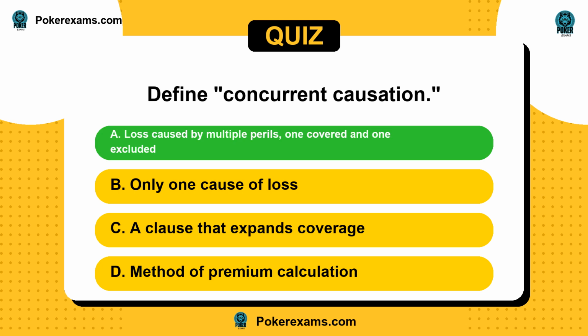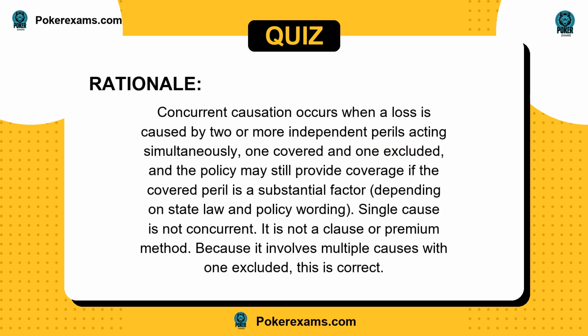The answer is A. Concurrent causation occurs when a loss is caused by two or more independent perils acting simultaneously, one covered and one excluded, and the policy may still provide coverage if the covered peril is a substantial factor, depending on state law and policy wording. Single cause is not concurrent. It is not a clause or premium method. Because it involves multiple causes with one excluded, this is correct.